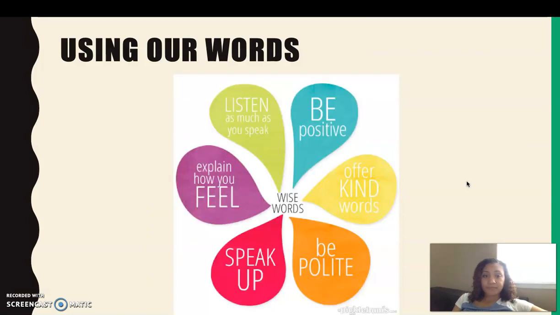Okay. So our last part is using our words tool. It teaches us to be positive, to offer kind words, to be polite, to speak up for yourself because each and every one of you have your own individual voice and I want you to use it. Listen as much as you speak, which brings us to our listening tool, and explain how you feel.